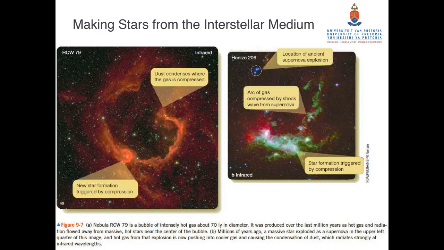So in this image, we can see in image A, the nebula is a bubble of intensely hot gas about 70 light years in diameter. It was produced over the last million years as hot gas and radiation flowed away from massive hot stars near the center of the bubble. Then image B: millions of years ago, a massive star exploded as a supernova in the upper left quarter of the image. And hot gas from that explosion is now pushing into cooler gas and causing the condensation of dust, which radiates strongly in infrared wavelengths.